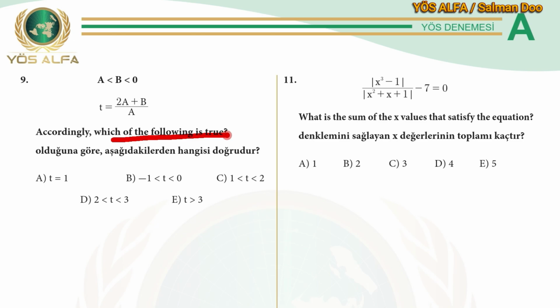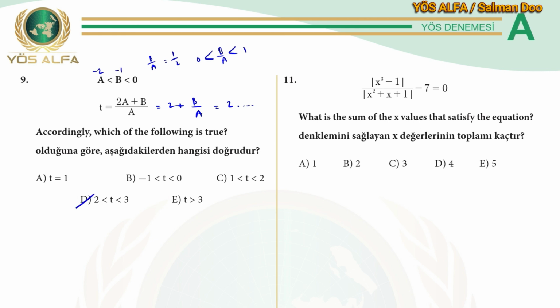Number 9. This expression is given and one more equation is given. Which of the following is true? So let's simplify this. T is equal to 2 plus B over A. We can find B over A from here. Since both A and B are negative, let's try and give it a value so we can see it more clearly. So from here, B over A is 0 point something. It's between 0 and 1. So 2 plus some value between 0 and 1 gives us 2 point something. So the answer should be larger than 2 and less than 3.